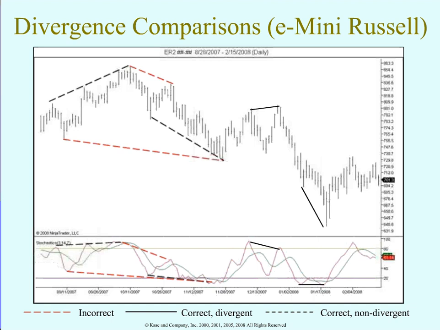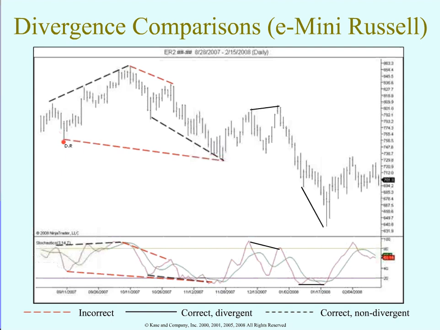Okay, good afternoon, everybody. I'm going to go through a couple of comparisons of divergence, and we're going to look at actually 3 different comparisons. We're going to look at correct divergence, rising highs in price with falling momentum, or falling price with rising momentum. We're also going to look at correct comparisons but non-divergent situations, and then we're going to look at incorrect divergences or incorrect comparisons.